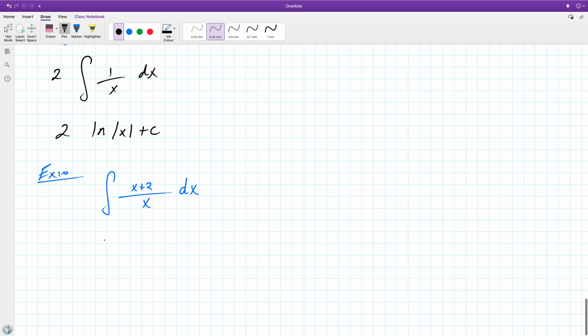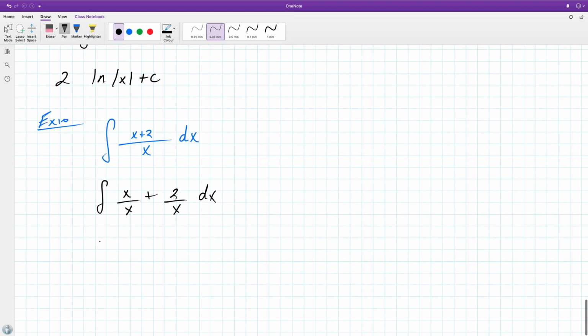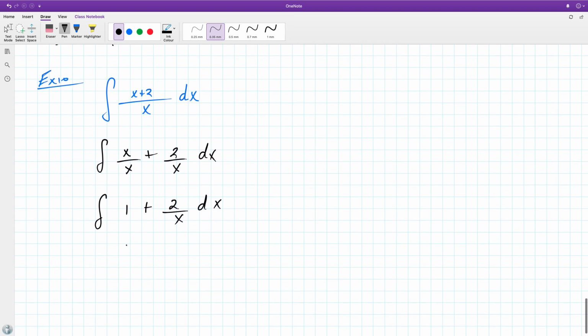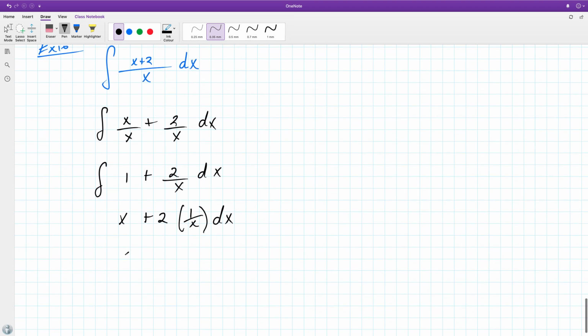Right, let's have a little look at it then. So that's the integration of x plus 2 over x dx. That's the integration of x over x, which is 1, plus 2 over x dx. You integrate 1, you get x, take out a common 2, and you're left with 2 times 1 over x dx, which is x plus 2 times the ln of the absolute value of x plus c. That okay? Right, have a go at this one for me.